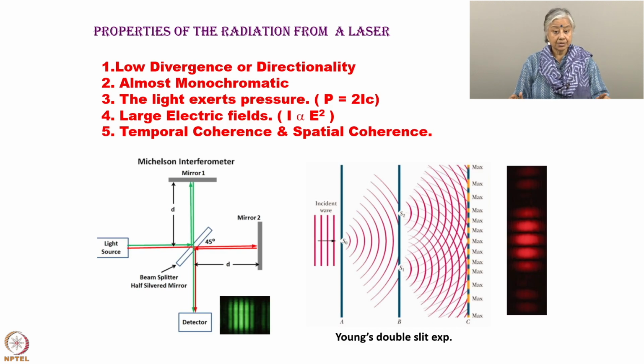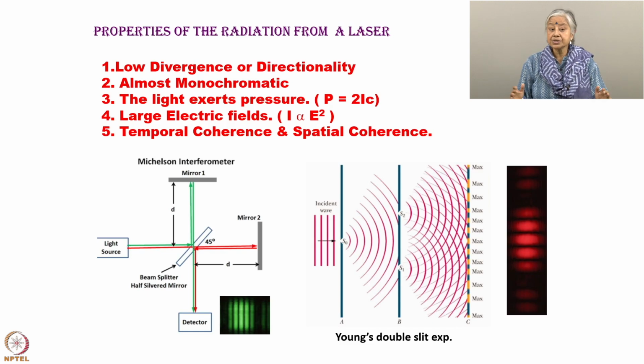Then the intensity of this laser light is proportional to the electric field squared. I is proportional to E square. That means the electric field that is associated with the laser light is very, very large, and those also have some very exotic applications which we will see later on.